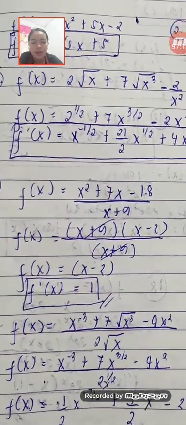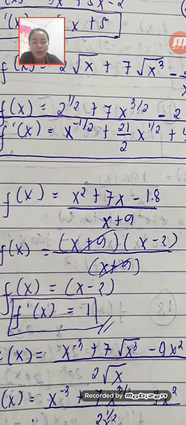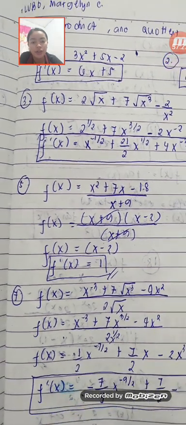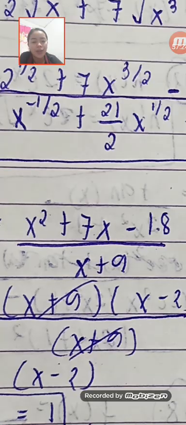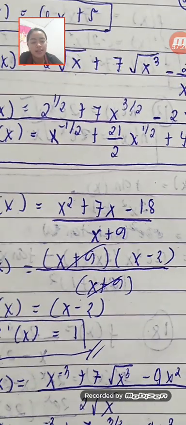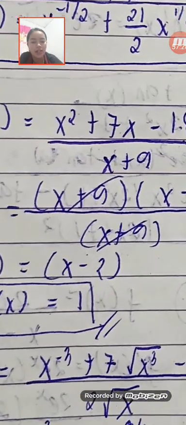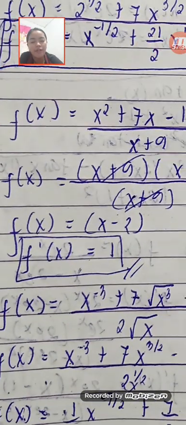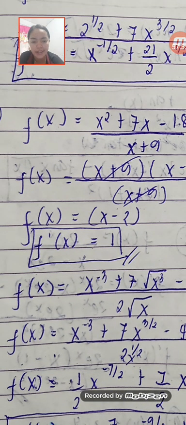The same process goes with this one. If you are given an equation like this, you just need to factor it out. So the factor of x squared plus 7x minus 18 is x plus 9 and x minus 2. So we just cancel the x plus 9. So we come up with f of x equal to x minus 2.